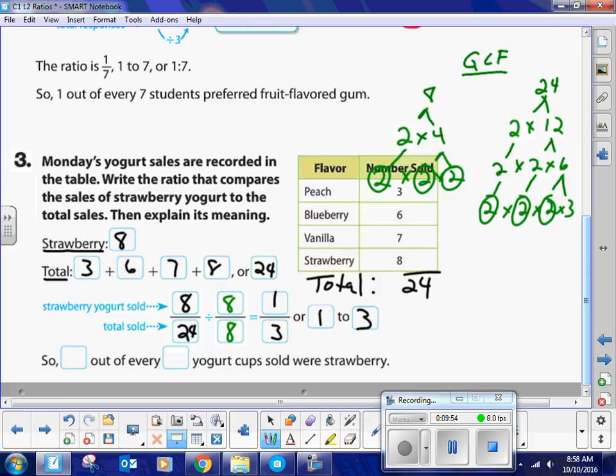So 8 divided by 8 equals 8, and 32 divided by 8 equals 4, right? Make sure I did that right. 8, 16, 24, 32. Yes, okay. Just want to make sure I did that right. Oh, that's not supposed to be 8. That's supposed to be a 1.